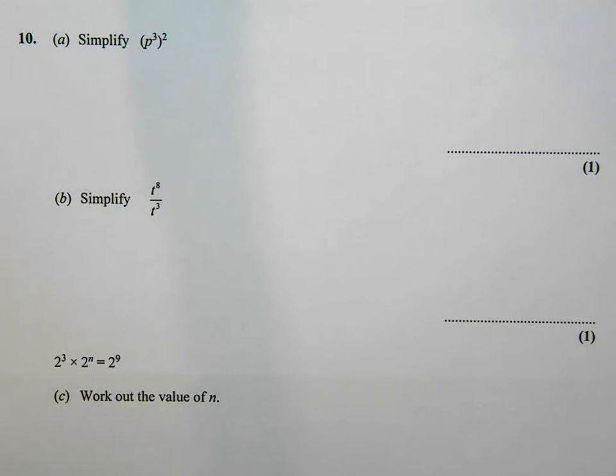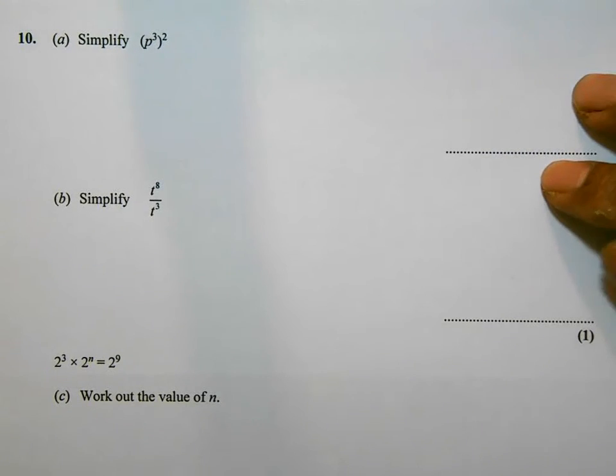This is question number 10 on the June 2014 calculator paper. Okay, let's look at this question. It's worth 4 marks altogether, and there's part A, B, C, and D. Each part is worth 1 mark.